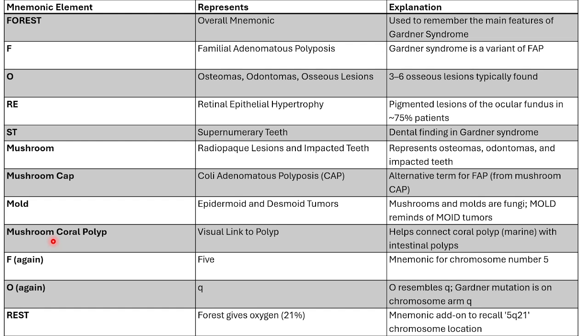And for the chromosome part, the F here stands for the number 5, O looks similar to Q, so 5q, and resting under oxygen, as the forest gives us oxygen and the concentration of oxygen is 21%. So the chromosome that is involved in Gardner syndrome is chromosome number 5q21.